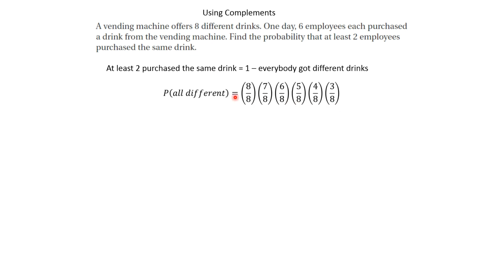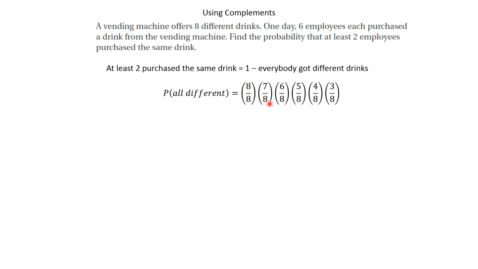We've done this. If they're all different, the first one, well, they all had 8 to choose from. The first one actually did have 8 to choose from because he was the first one in line. The second person only had 7 because he had to get a different drink. So there were 7 left out of the 8 total, and then 6 left out of the 8 total, and then 5 out of the 8 total, 4 out of the 8 total, and 3 out of the 8 total. And so, multiply these together, that's the probability that everyone got different drinks.